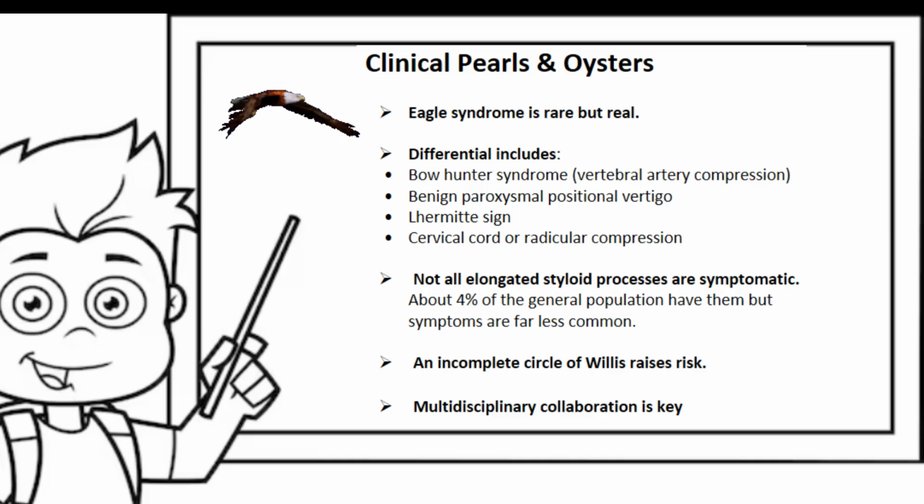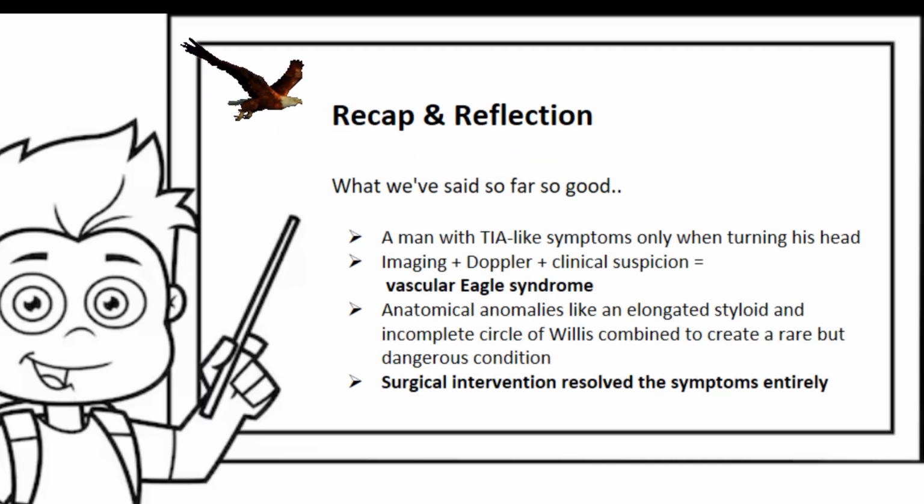Not all elongated styloid processes are symptomatic, and about 4% of the general population have them, but symptoms are far less common. Patients who have an incomplete circle of Willis, like our patient, are at greatest risk, and you should note that only 12% of the population has a complete circle of Willis. In this case, the missing segment meant poor collateral flow, and this makes carotid compression very dangerous. Multidisciplinary approach is key, and you need involvement of the neurologist, the ENT, the radiologist, because they all have a part to play.